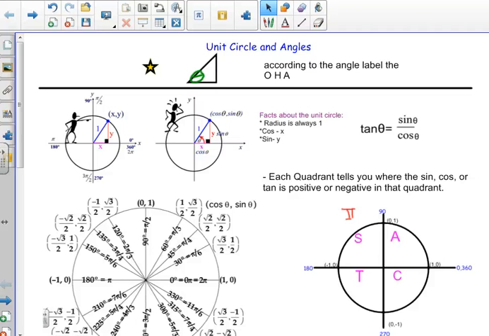Alright, so favorites are with unit circle and special angles. What we want to make sure you guys remember is how to label the O, H, and A from SOHCAHTOA. So if you look at the green angle, does anybody know what the side would be? Opposite. Great, and awesome.